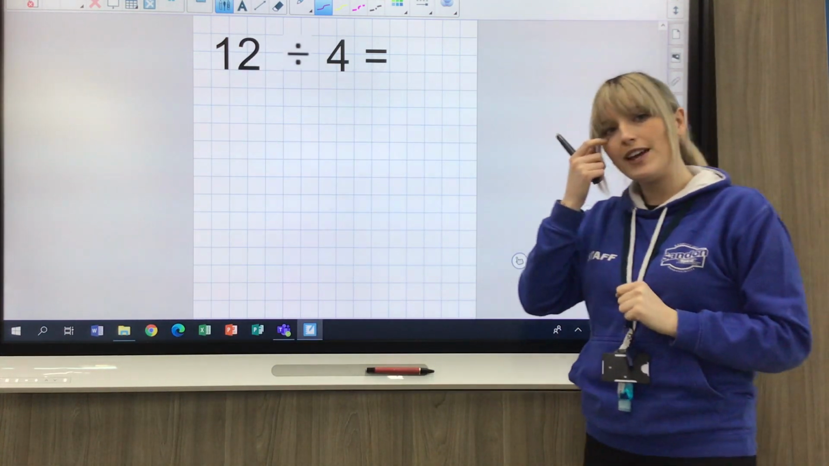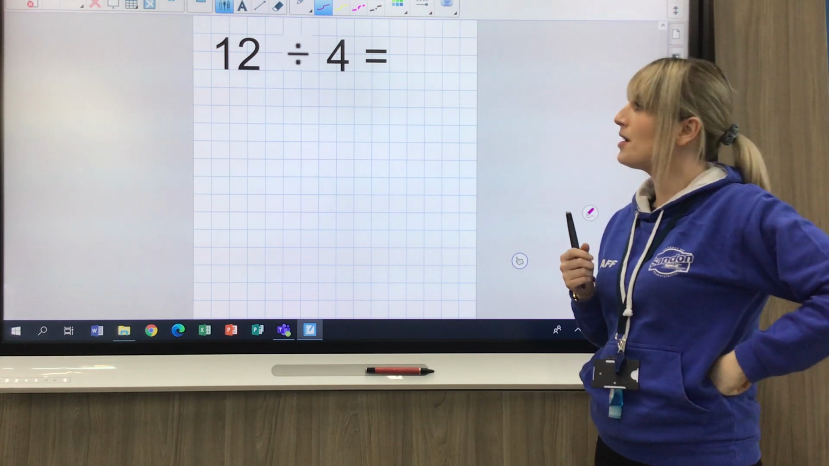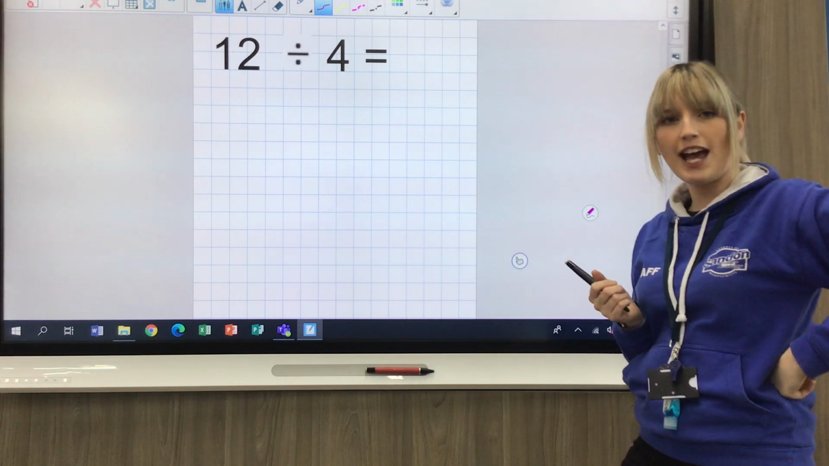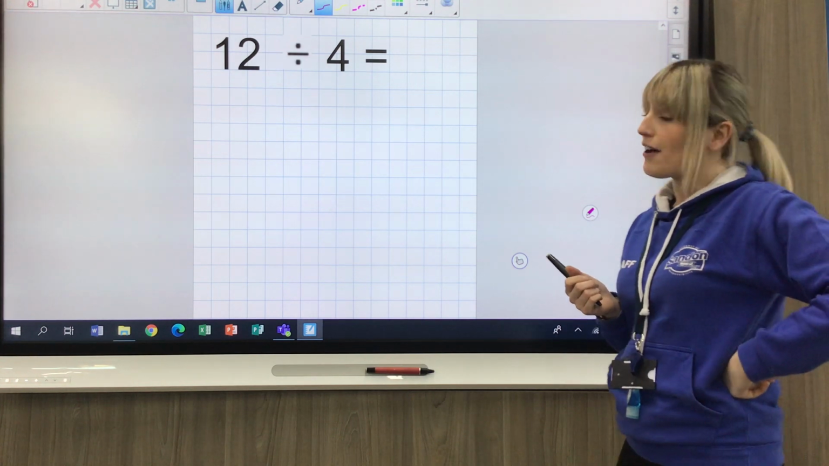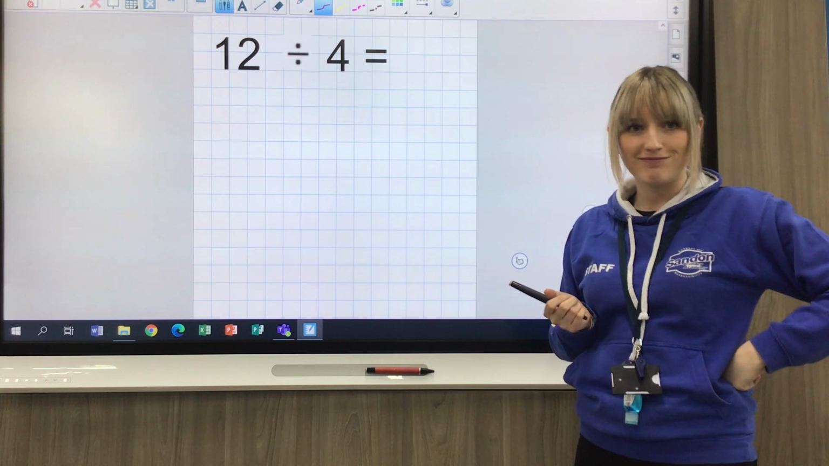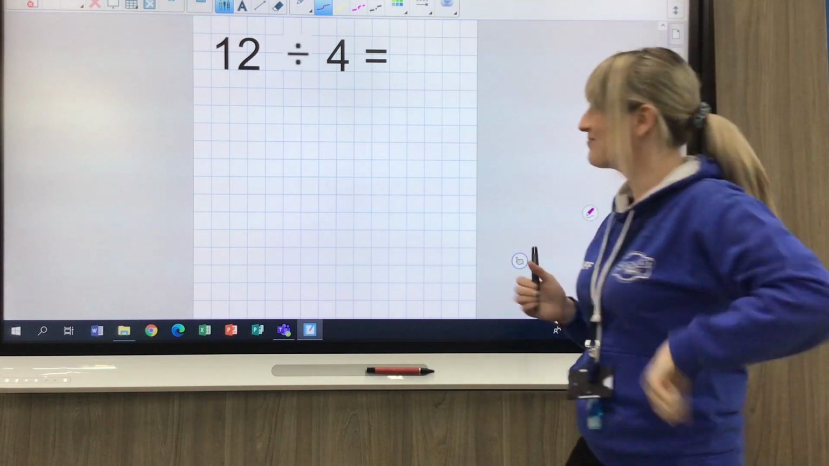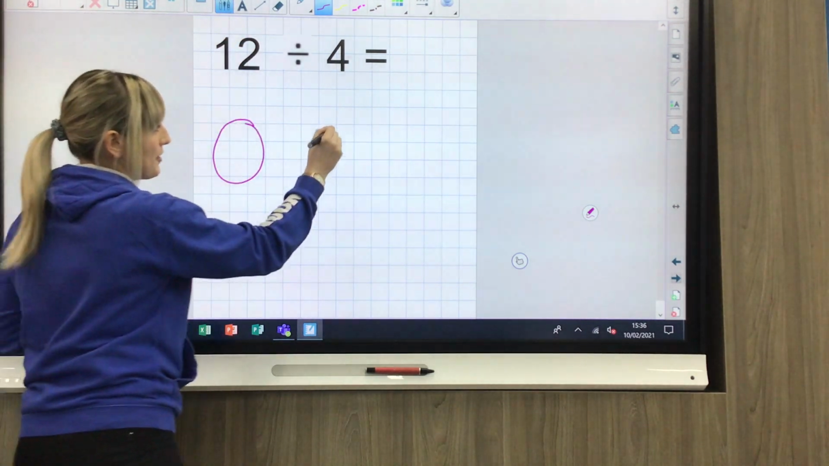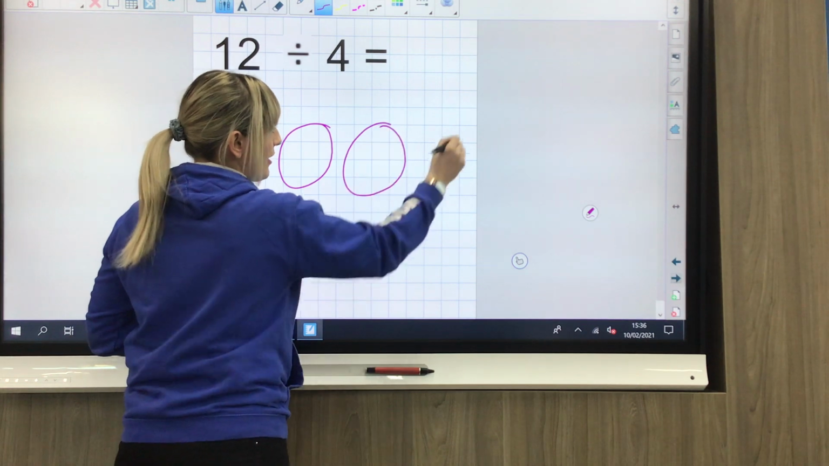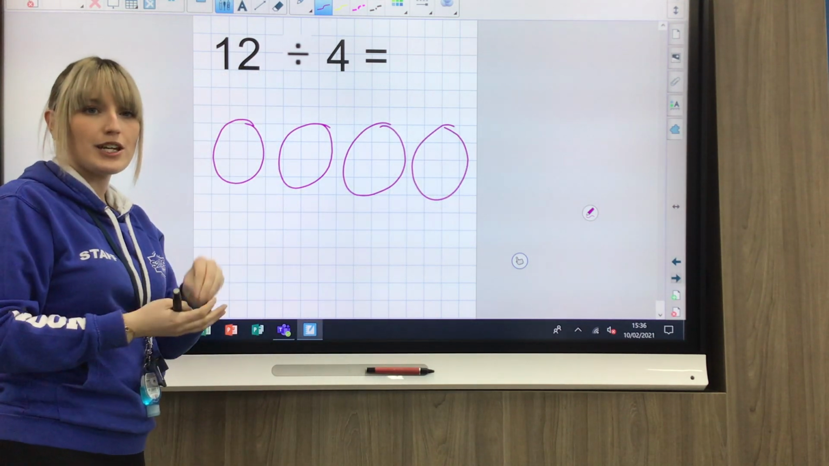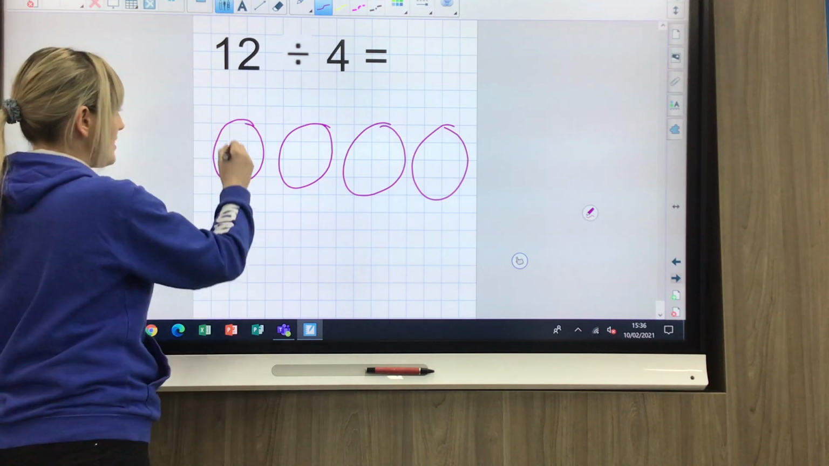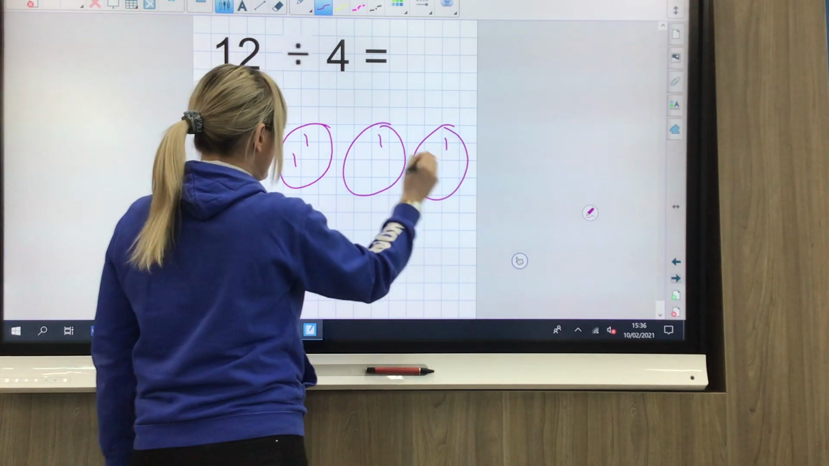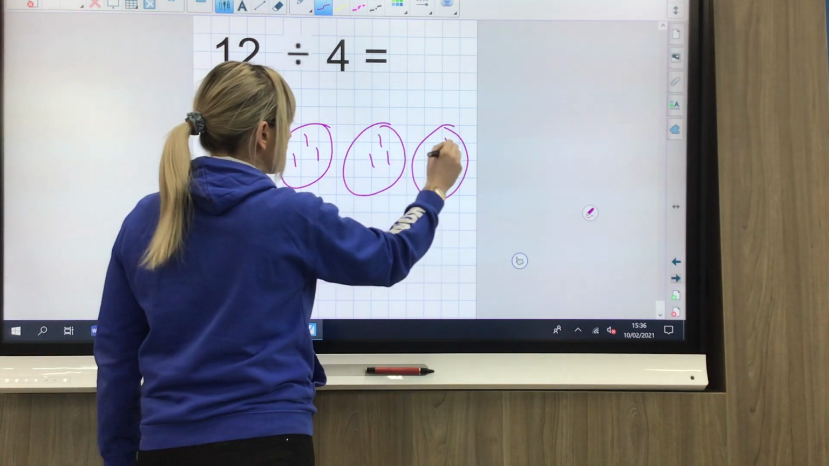I've got 12 divided by 4. So if I'm telling a story, I've got 12 sweets. I share them between my 4 children. I haven't got 4 children, thankfully, no. Okay, so I've got 12 sweets. Here are my 4 children. 1, 2, 3, 4. So I've got to share them out equally so it's fair. Okay, are we ready? 1, 2, 3, 4, 5, 6, 7, 8, 9, 10, 11, 12.